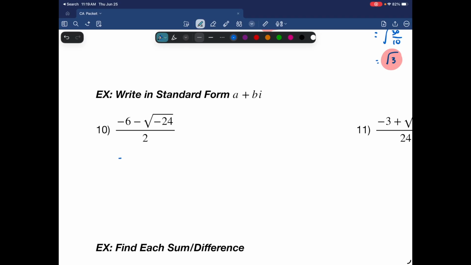Okay, so that's going to be negative 6 minus, let's see, it's going to be negative 1 times 4 times 6 all over 2. It's going to be negative 6 minus 2i square root of 6 over 2. And because 6, 2, and 2 are all even, I can clean that up a little bit. So it's going to be negative 3 minus i square root of 6. And I got the real part in front of the complex part, so it's all good. That's my answer.